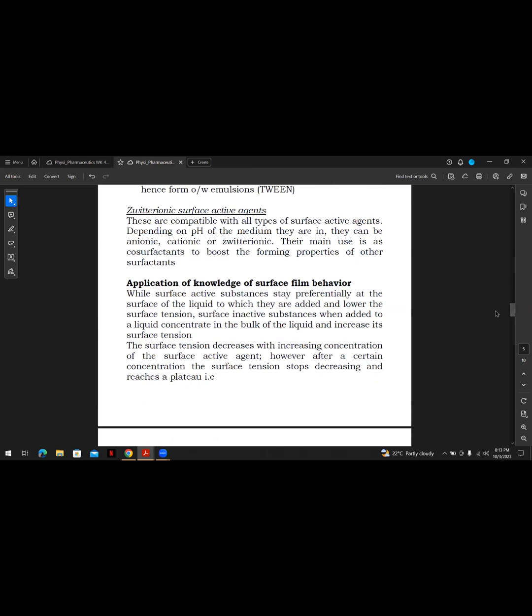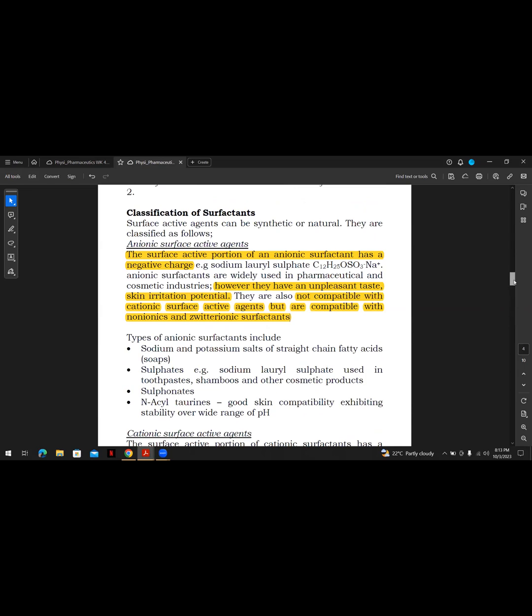So the types of anionic surfactants would be sodium and potassium salts of straight chain fatty acids, which are soaps, sulfates, sulfonates, and N-acyl taurines. These have good skin compatibility, exhibiting stability over a wide range of pH. So soaps, sulfates, sulfonates, and N-acyl taurines are all anionic surfactants, which means they all have negative charges. And then the next one would be the cationic surface active agents. Cations have positive charges.